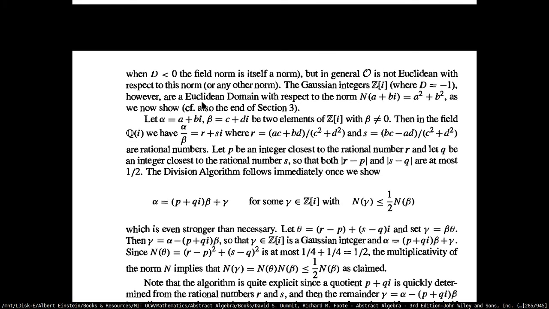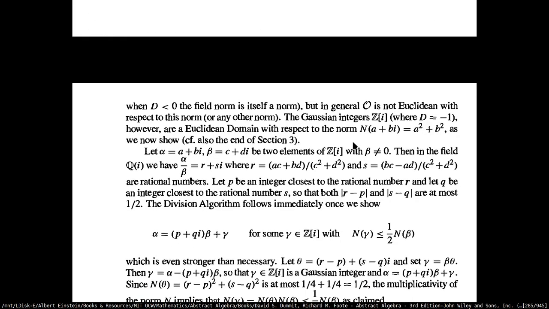So we see a bit about the Gaussian integers, which we're going to see again later. So the Gaussian integers Z[i]. Now, your d here is -1, and d comes from last time when we saw the quadratic integers. So this is a Euclidean domain with respect to this norm, which gives you N(a + bi) equal to a squared plus b squared, right?